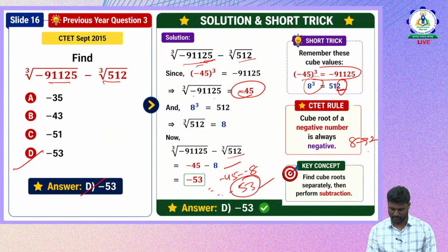Then here we are also given a negative. Okay, so whenever you see a negative, the cube root of a negative number is always negative, as we discussed. Okay, the cube root of a negative number will always be negative only.